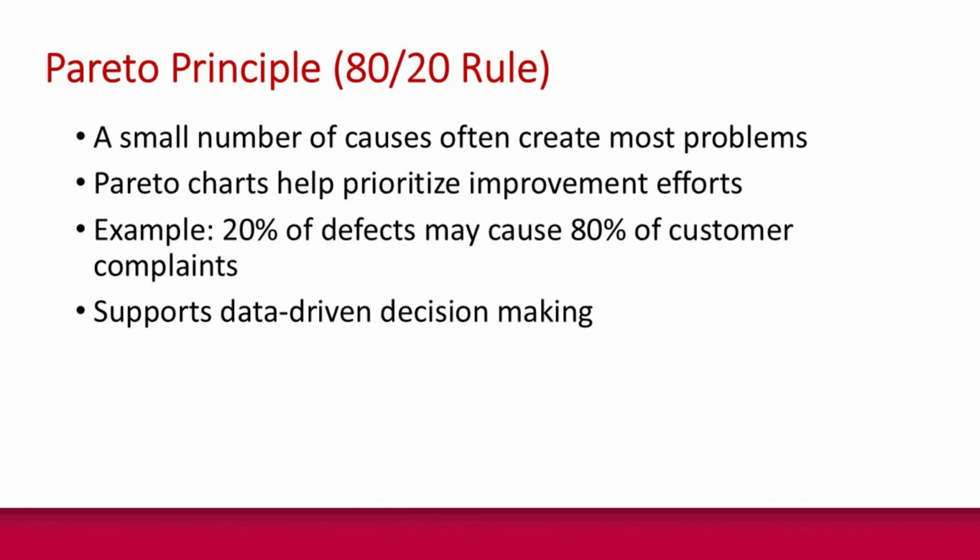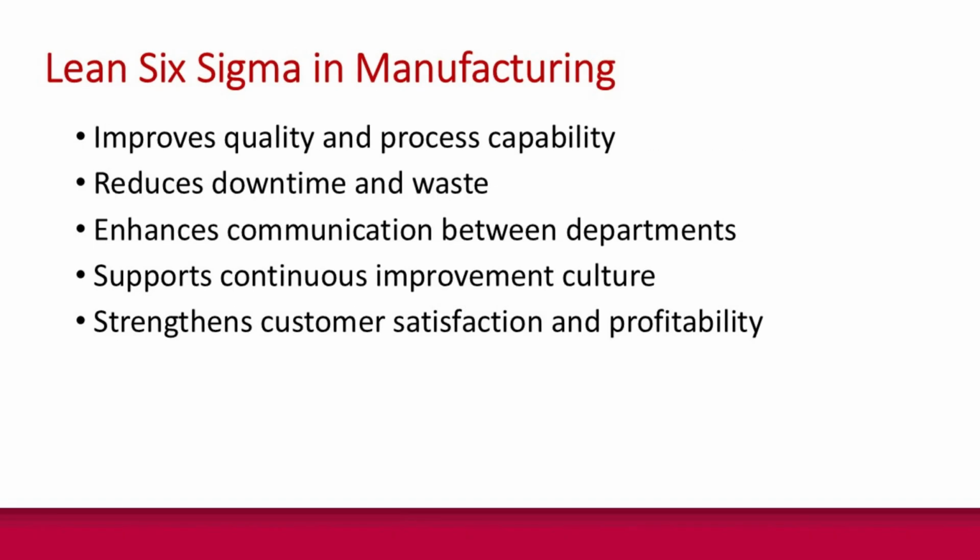For example, a manufacturing company may discover that only a small number of defect types are responsible for most customer complaints. By correcting those major defect categories first, the company can achieve significant quality improvements much more efficiently. The Pareto principle supports data-driven decision-making because it encourages teams to rely on actual measurements and defect data rather than assumptions or opinions. In Lean Six Sigma, this concept helps organizations prioritize projects, reduce waste, improve customer satisfaction, and use resources more effectively.